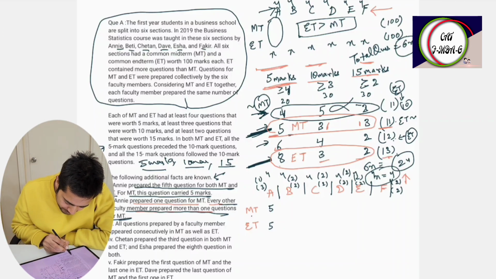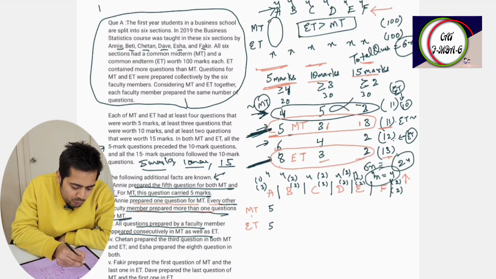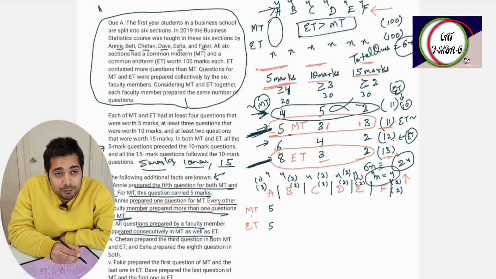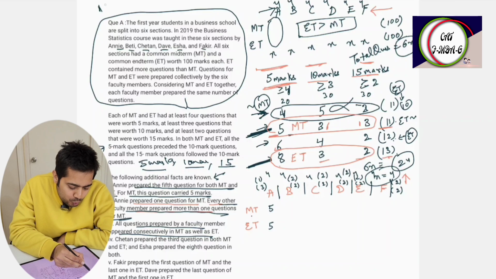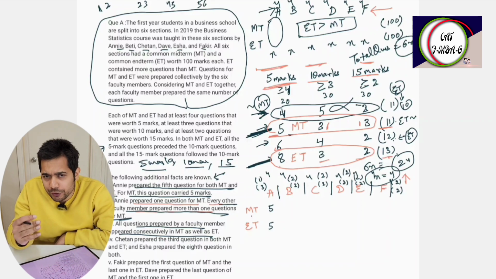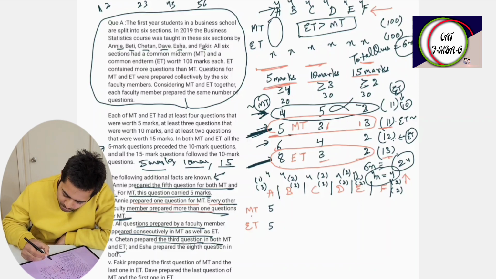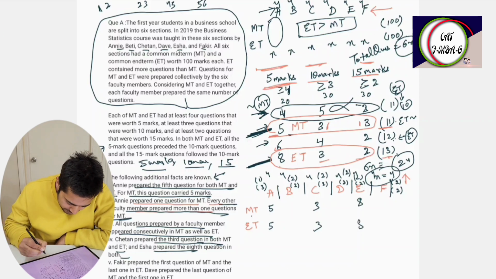Also, it is given that all questions prepared by a faculty member appeared consecutively in MT and ET as well. So let us say someone prepares question number 1, then if he is preparing 2 questions, he will prepare 2 also. 1, 2, then 3, 4, or it may be 5, 6, something like that. Consecutively the questions will appear. Chetan prepared the third question for both MT and ET. Esha prepared the 8th question in both.